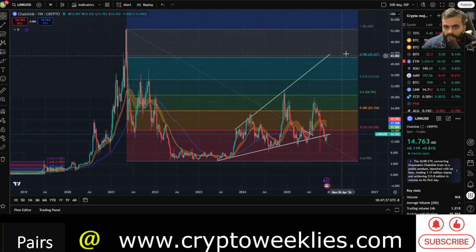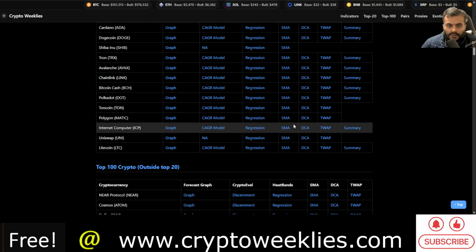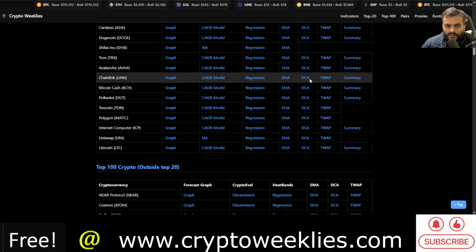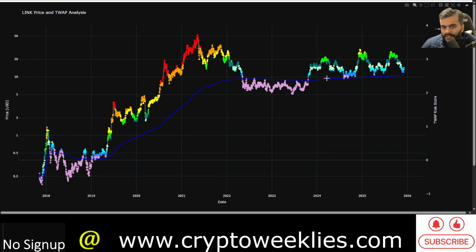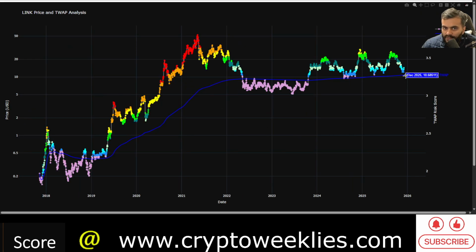Again, $42 for Link would be this top of channel at 0.786. Coming to the time weighted average price analysis, Link was approaching the time weighted average price in late November, early December, when the price was close to the $10 to $12 level. Now the time weighted average price is an increasing function. From May 2022 it was at around $9.20. Now it's almost at $11.